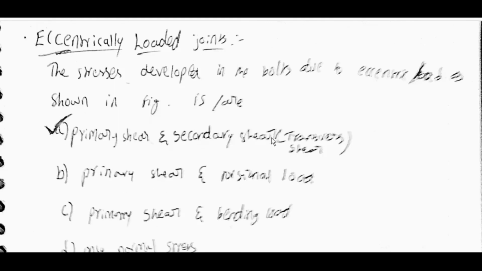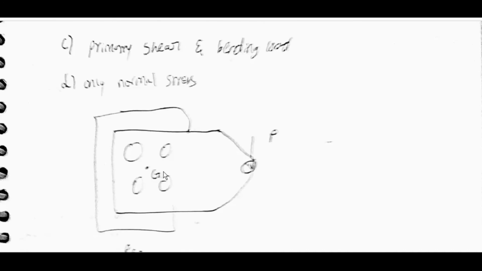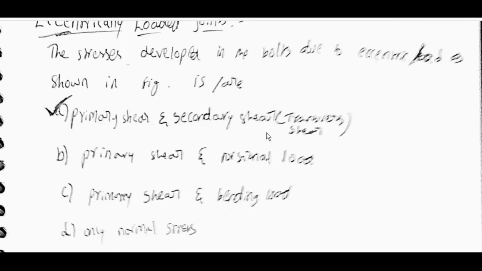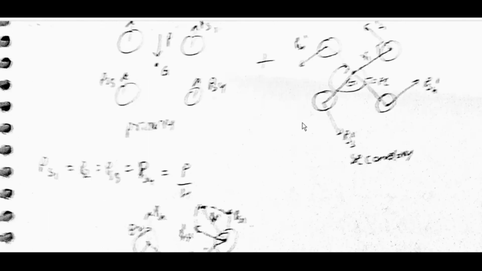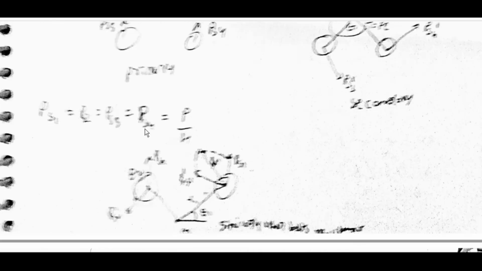Eccentrically loaded joints. The stress developed in bolts due to eccentrically loaded joints, as shown in the figure. The figure is this one. This will create primary shear as the force is like this. Next, due to torque, it will rotate like this, which will induce torsional in here, bending here, torsional in primary shear and secondary shear, transverse shear. PS1, PS2 will be like this. PS1 is equal to PS2 is equal to PS3 is equal to PS4 is equal to P by 4.